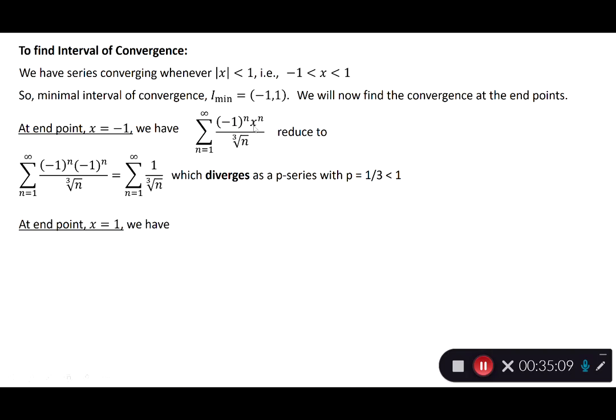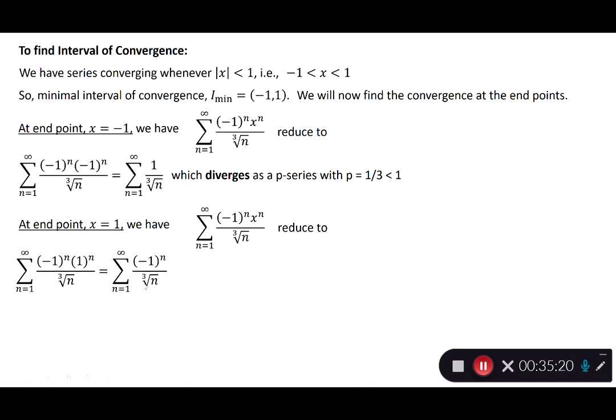Cool. Now let's look at endpoint x equals 1. So plug 1 for x. We have -1 to the n times 1 to the n. 1 to the n is just 1. So -1 to the n over cube root of n. That's what this becomes. The question is, does this series converge? What test do you apply? Clearly, this is an alternating series. Would you agree? So apply the alternating series test, which means b sub n is 1 over cube root of n. The limit of 1 over cube root of n is 0. So this guy converges.